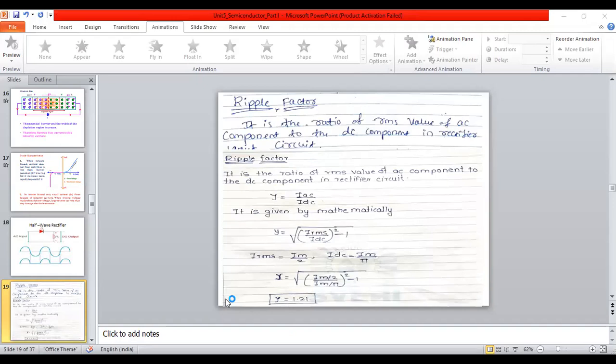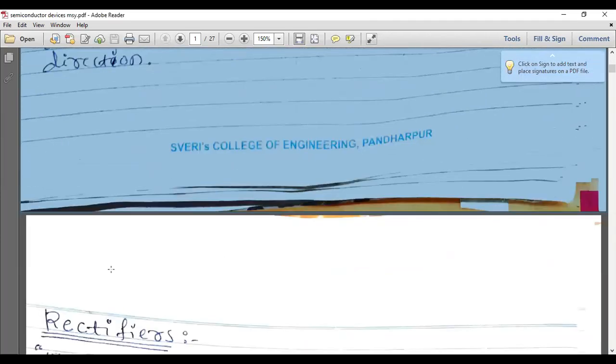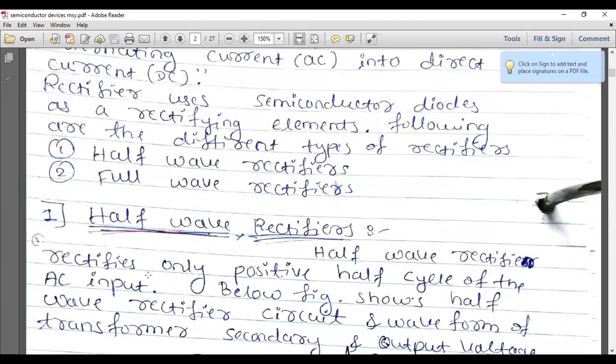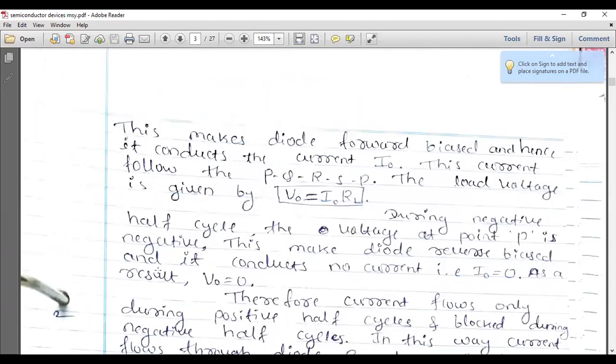Semiconductor devices, I have used the notes. In that notes I can provide that one. First I have to skip this one. I have to share this one. I will share here. Is it visible? Yes, sir. Yes, sir.